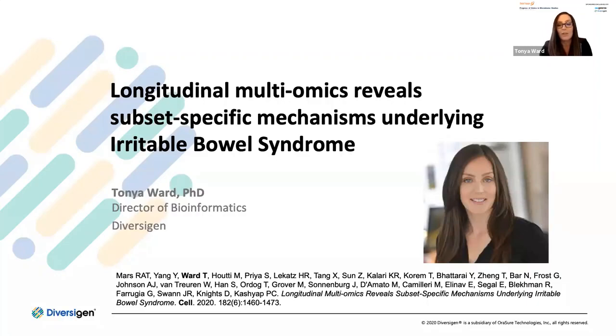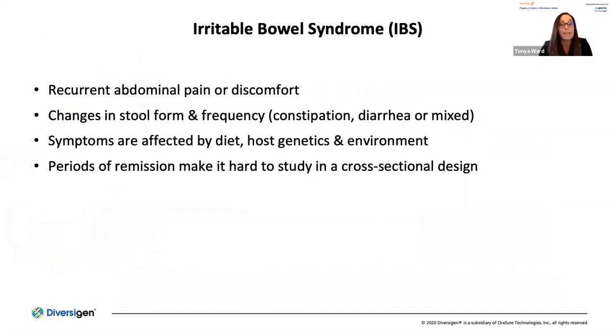So today we're going to go over a multi-omics approach that we took to explore mechanisms behind irritable bowel syndrome, or IBS. So what is IBS? IBS is recurrent abdominal pain and discomfort. It changes in stool form and frequency. So that could be constipation, diarrhea, or a phenotype of mixed.